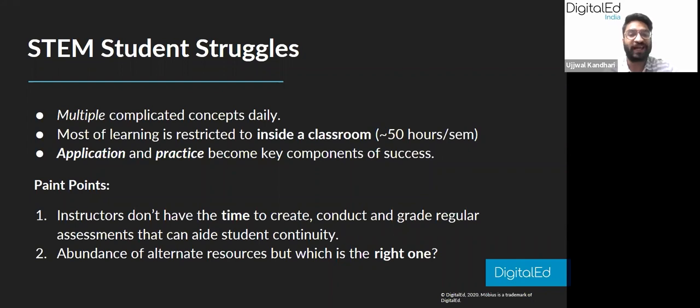So then who decides what is the right resource for a student? Because students can't decide that. Only teachers can; learners can't decide. So that becomes another problem. Even though you have an abundance of resources, students can't really decide what to use.